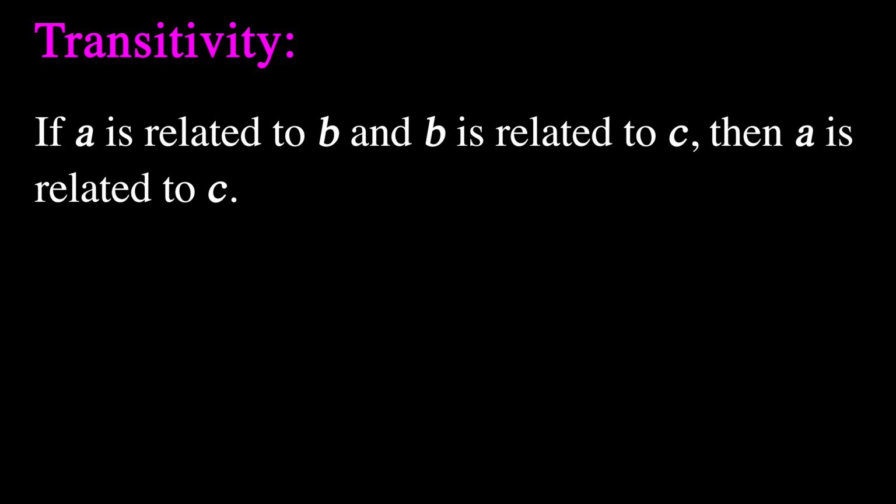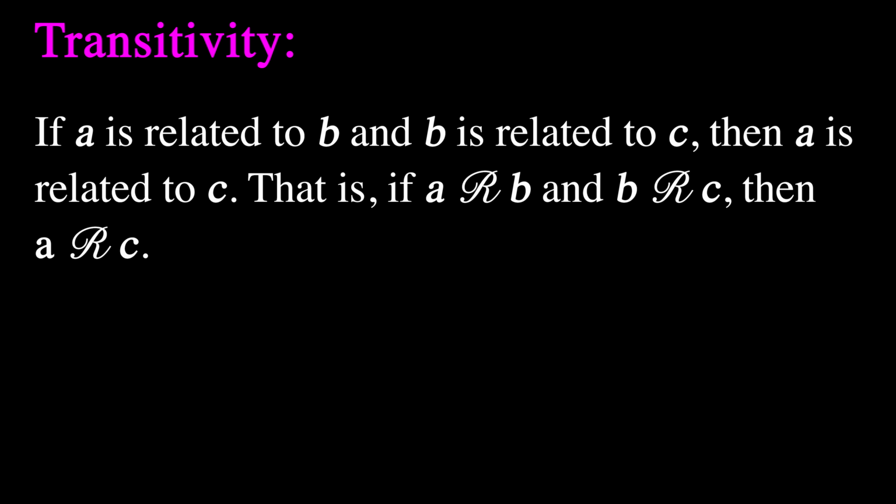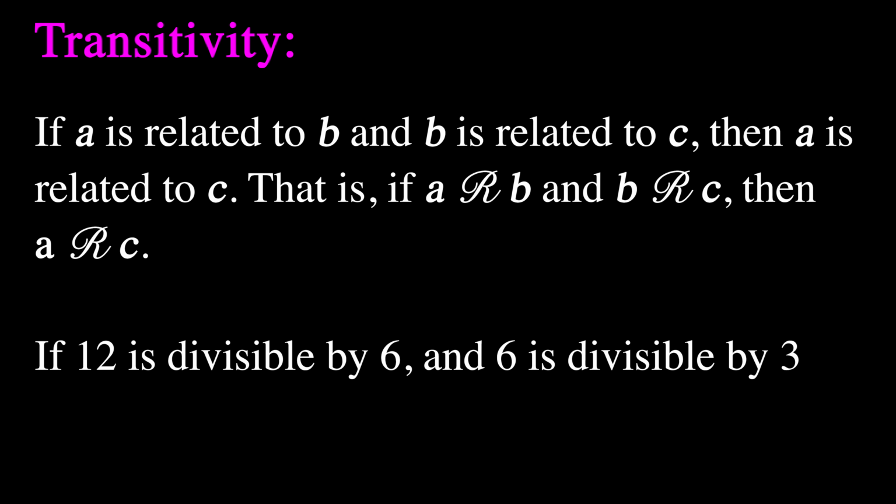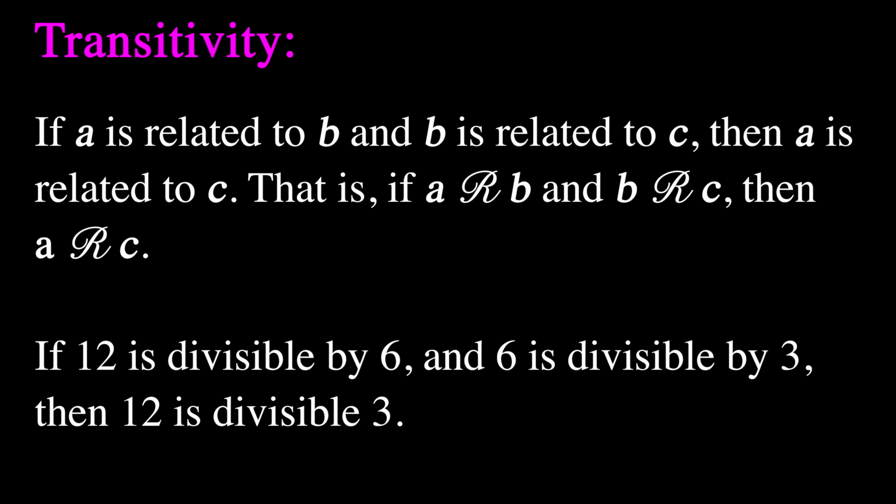Finally, transitivity means that if a is related to b and b is related to c, then a is related to c. In other words, if aRb and bRc, then aRc. This means that the relation is transitive. For example, the relation "is divisible by" between integers is transitive, since if 12 is divisible by 6 and 6 is divisible by 3, then we know that 12 is divisible by 3.